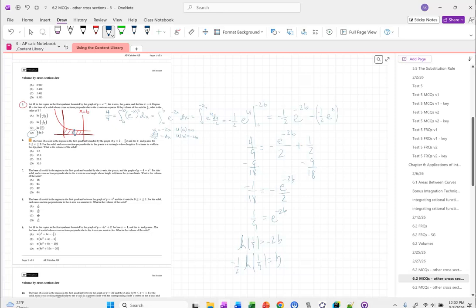A little bit different because here we had to solve for a bound instead of calculating volume. It gave us the volume, and here we're solving for one of the bounds. But not too bad, right? If you just got the setup through.